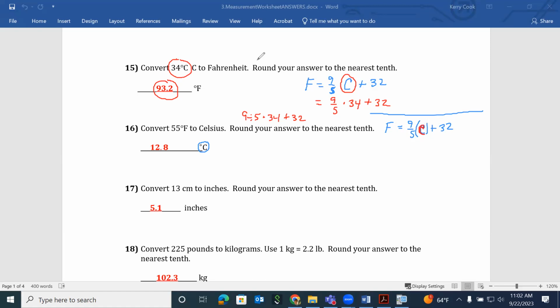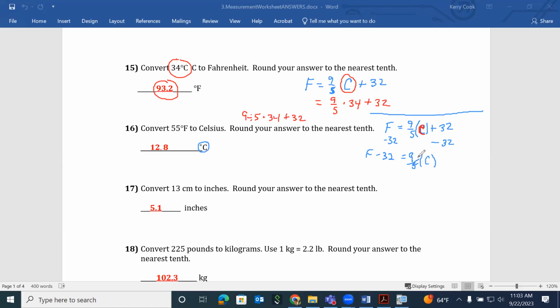Okay, and so what we want to do is we're going to work backwards from C and see what goes on. So the plus 32, order of operations would say add 32 last. So I'm going to subtract the 32 from both sides. And what that gives me is F minus 32 equals 9/5 multiplied by our C that we're trying to get to.